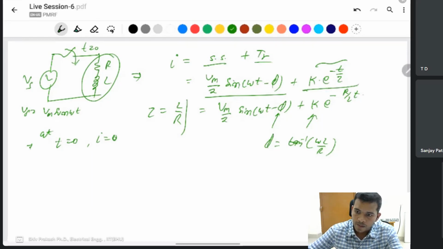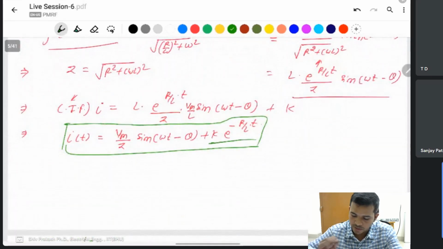How did you get that, sir? K? Yeah, how did you get that? K into e to the power of minus t by tau. Same thing, na? I calculated this one. Oh, okay. If you take the long method and analysis of all the things, then you find a steady state value and a transient value.